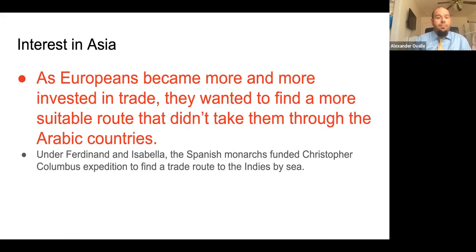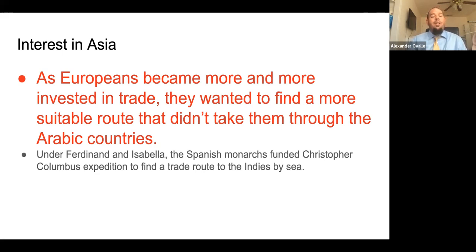Can't forget about Florida. All right, so there's an interest in Asia, and this is a little bit of recall from 7th grade history. As Europeans became more and more invested in trade, they wanted to find a more suitable route that didn't take them through the Arabic countries of the Ottoman Empire. They would charge an arm and a leg for people to cross the Silk Roads towards India and China for those spices and silks along the Silk Road. Marco Polo, ring a bell?